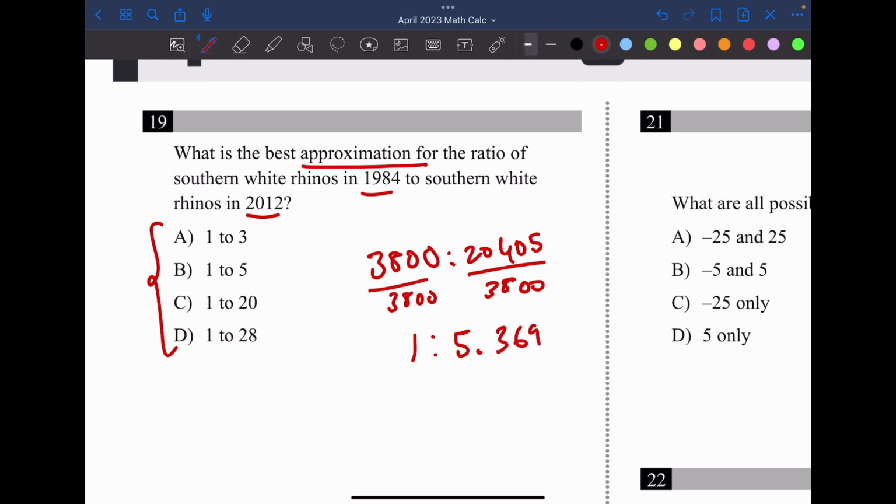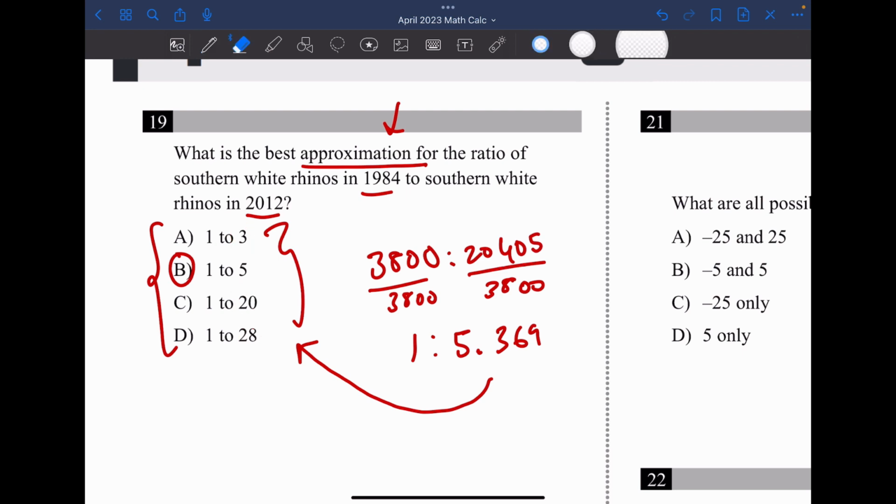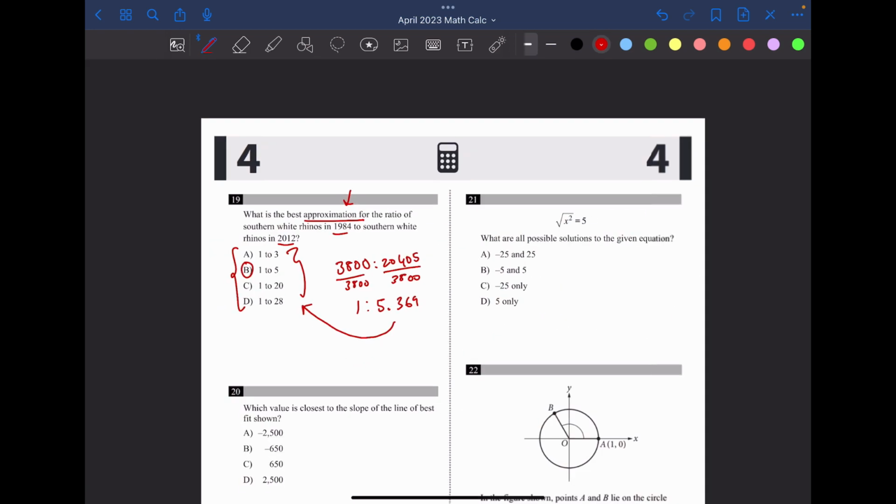Okay, and then now the final step of the question is it says approximation. So which of these correlates to the answer we got in the best way? It has to be B, because the other numbers are way off. This is 20, this is 28, and this is too low with 3. So it has to be B, because this is a 5, which is pretty close to 5.369. Okay, but yeah, so that's that.